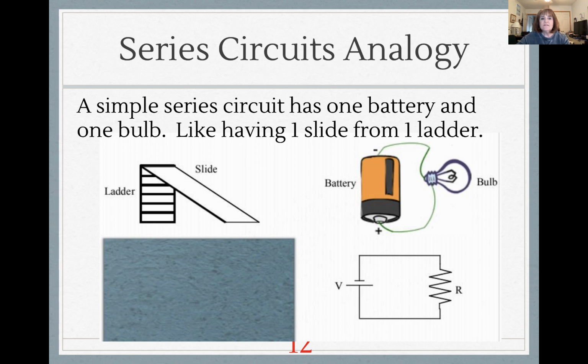So you have two kinds of circuits. A series circuit is like having one ladder, that would be your battery, and one slide, that's your light bulb. That's a simple series circuit. And you can see on the top right, that's a circuit drawing where you actually draw the elements, but underneath that is the matching circuit diagram.